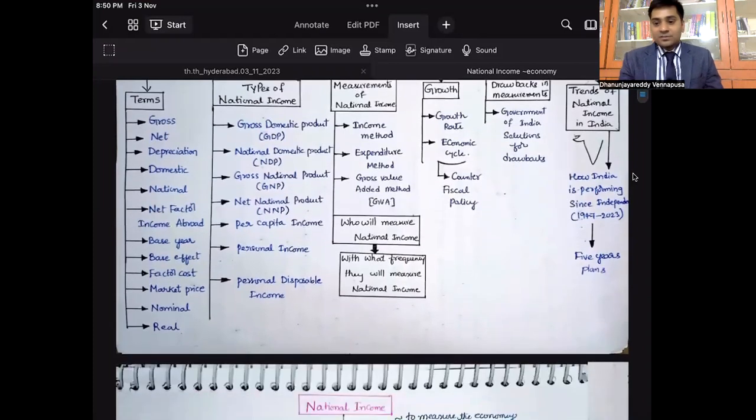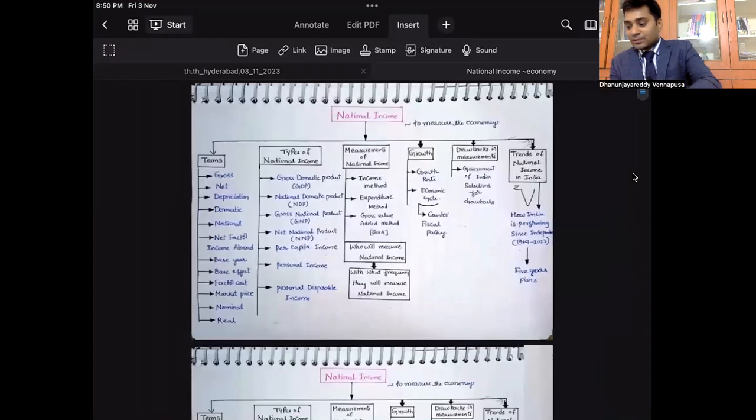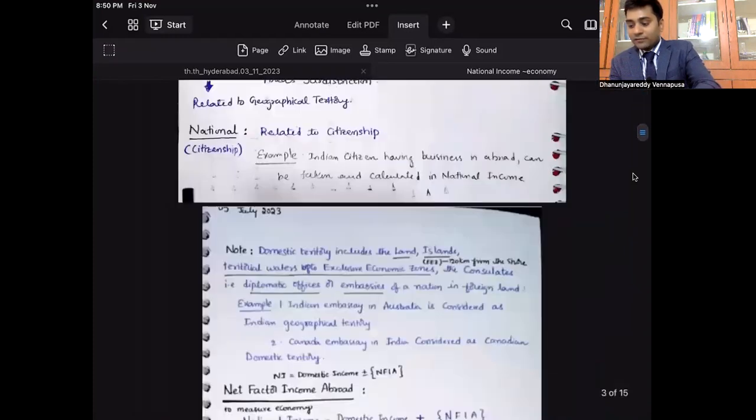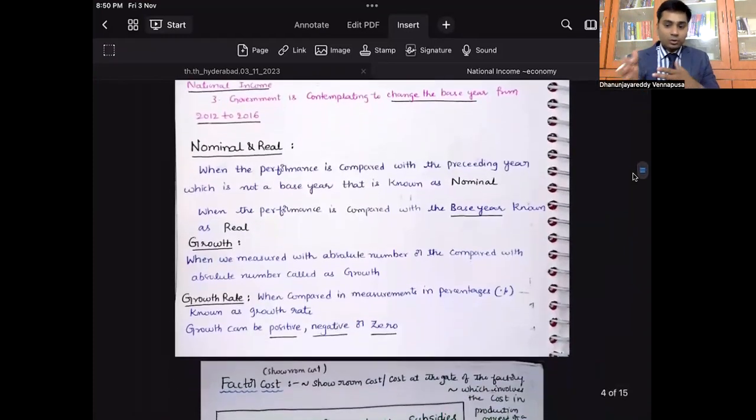Okay. Drawbacks in the measurements, Government of India solutions for the drawbacks. This is a mains question, drawbacks in the measurements. Trends in the national income, how India is performing. In the classroom, I have discussed from 1947 to 2023. Subsequently, I have discussed 5-year plans. 5-year plans, I have already shared the notes. So from this aspect to this one, you will have in the notes. If you are interested to have a look, you can have a look.